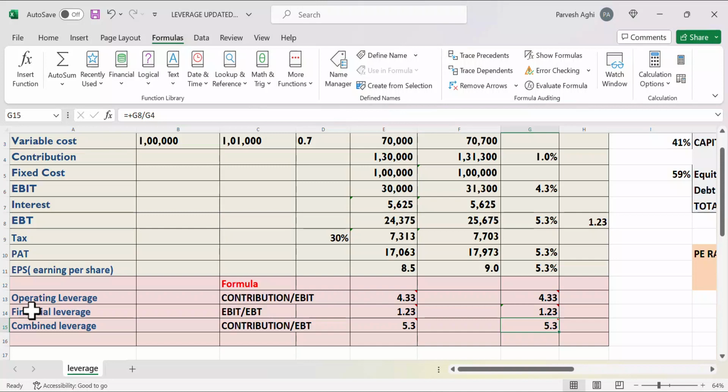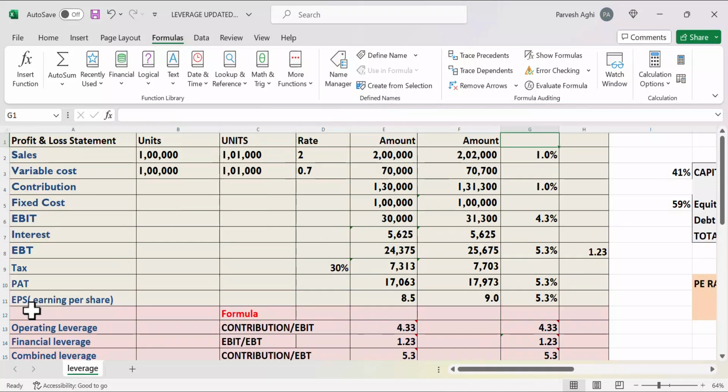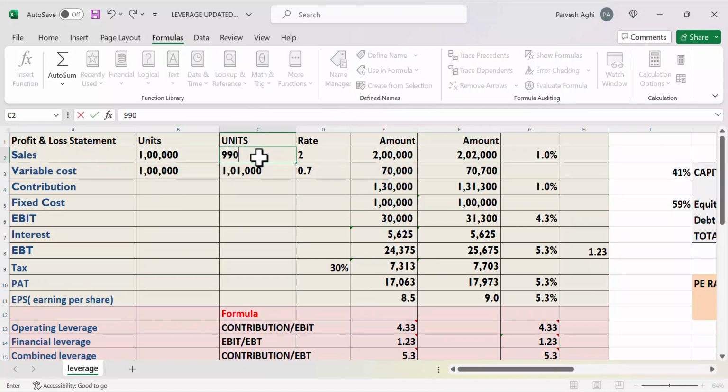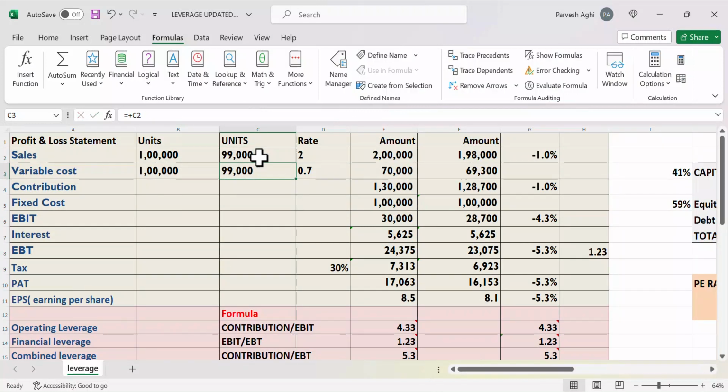As you have seen, if there was a 1% drop in the sales of the company, suppose we make it 99,000, so we can see the impact. It is leading to about a 5% drop in the ultimate profits because the combined leverage is 5.3. So a 1% decrease in sales will lead to a 5.3 times decrease in the profits of the company. Is that okay? Have you understood the leverage impact?